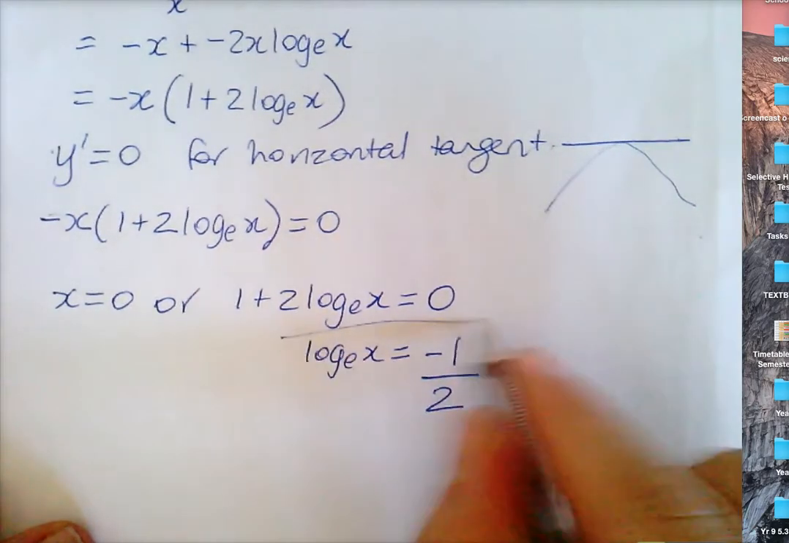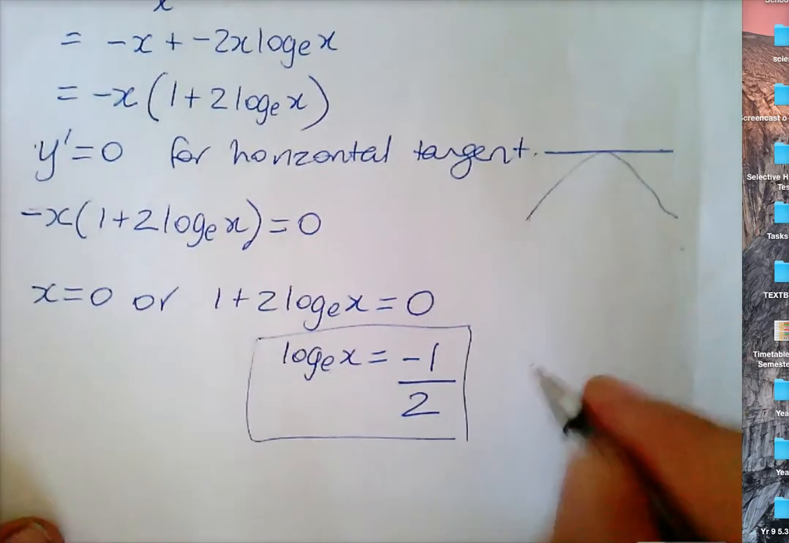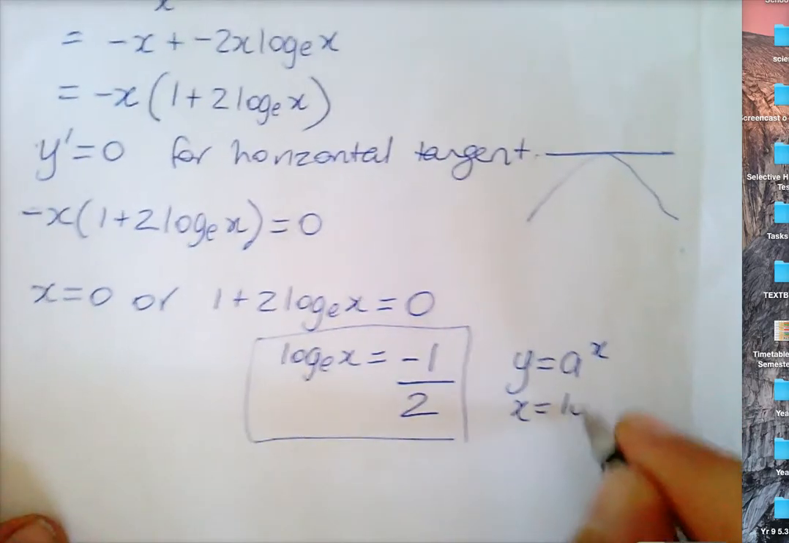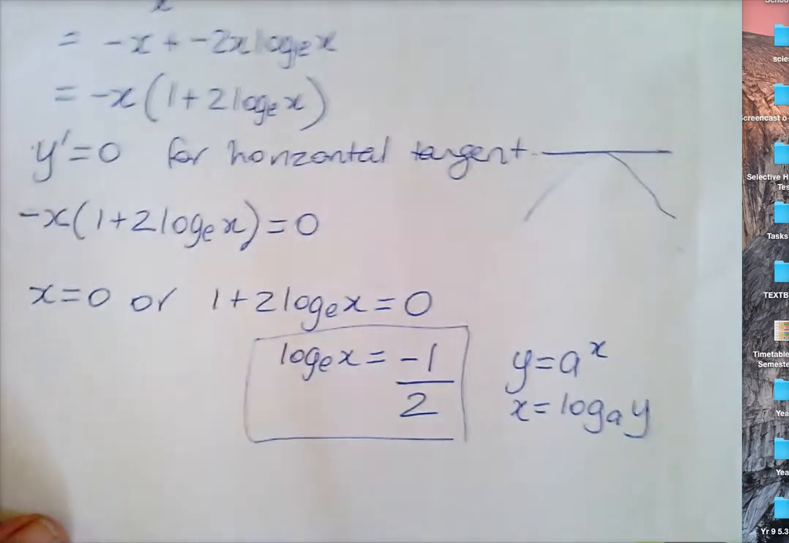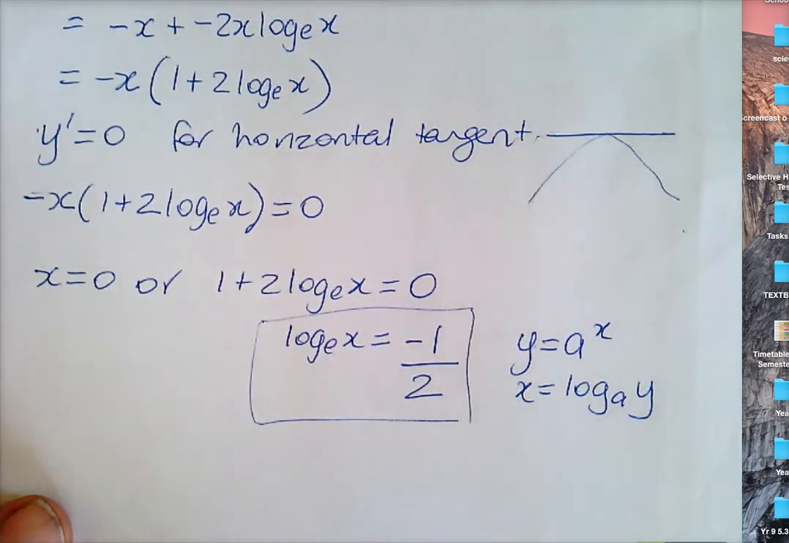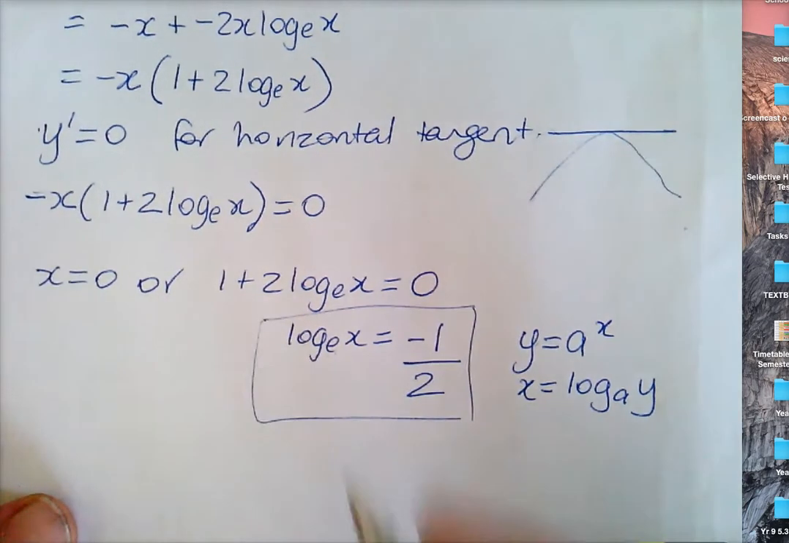You can use the log law. Now the log law is this: if y equals a to the x, then x equals log to the base a of y. Or, what's the opposite of a log e? An e. E to the log e will go. The other thing you can do is take e of both sides. Do you remember that?